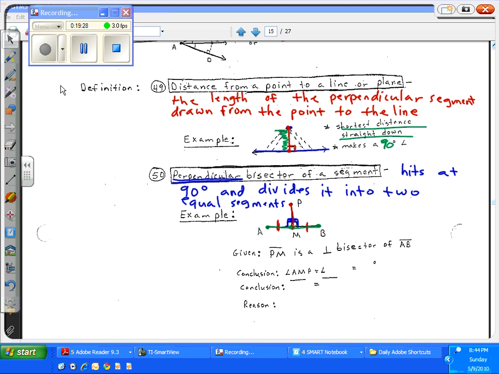I want you to memorize it with what you get out of it, because that's how you're going to use it in a proof anyway. Again, the formal definition is a line, segment, ray, or plane that intersects a segment at its midpoint and hits at 90 degrees. So it's a perpendicular and a bisector. Well, what do we get out of a bisector? Two equal segments out of a bisector of a segment.